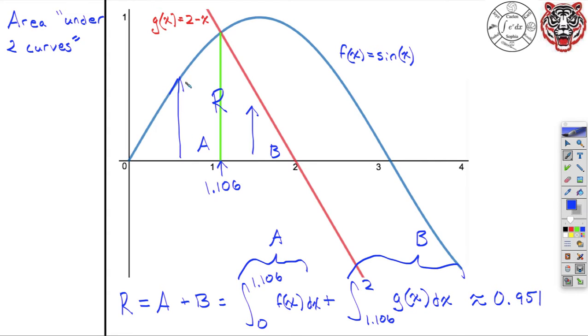Above this one was our blue, our f of x. Above this one was our red, our g of x. Take the integrals, solve, calculate. Questions? Nope. That's it. That ends the notes.